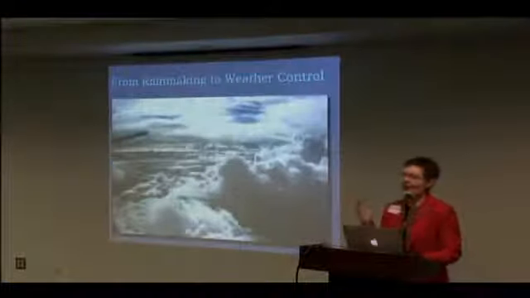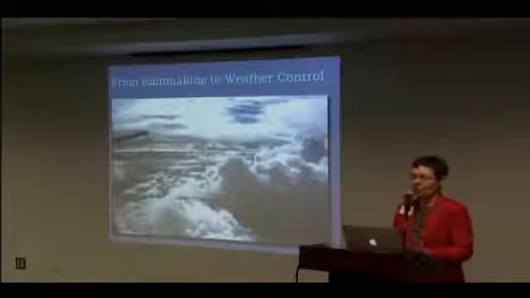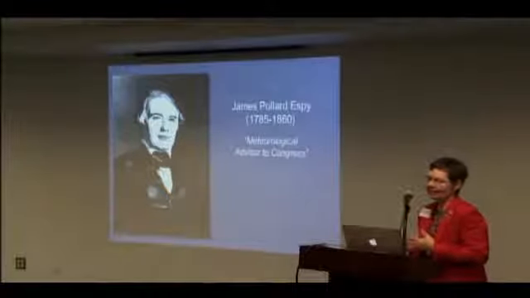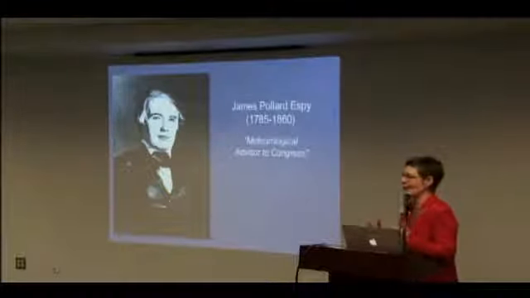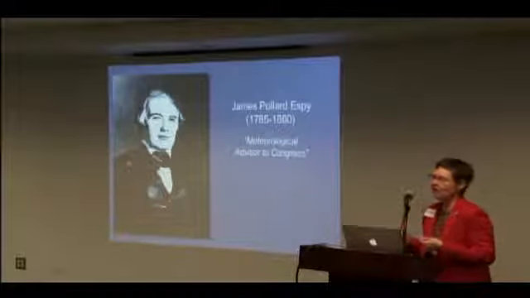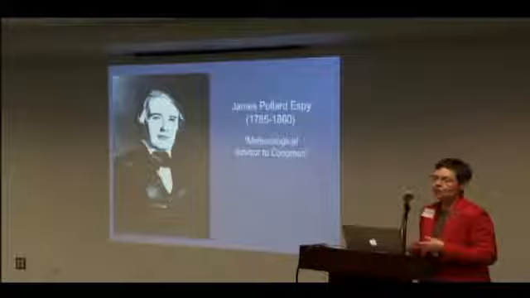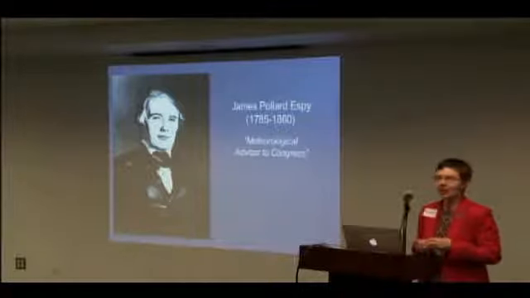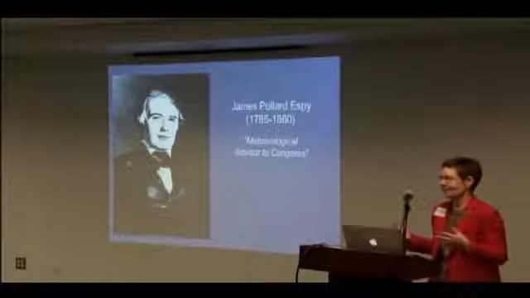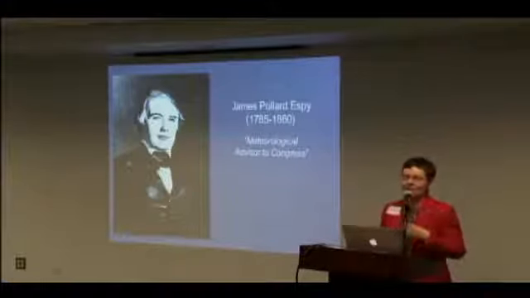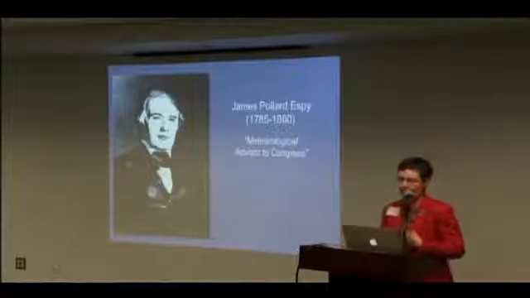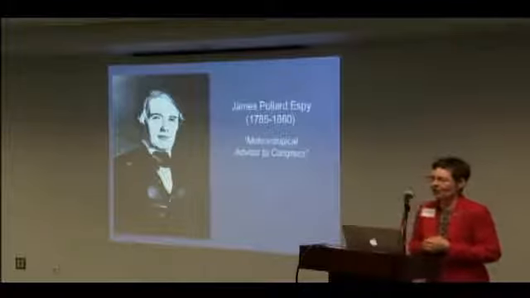So how did they come up with this, and what were they thinking at the time? Well, in the 19th century, way before we had weather control, we had rainmaking. And the person who was a main push behind rainmaking at the governmental level was James Pollard Espy, who was a meteorologist, as much as anybody was a meteorologist in the 19th century, because meteorologists didn't really exist then. But he described himself as the meteorological advisor to Congress. Congress didn't label him that, okay? He was self-proclaimed.